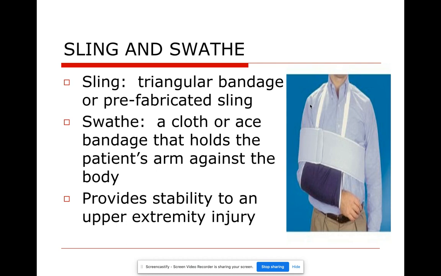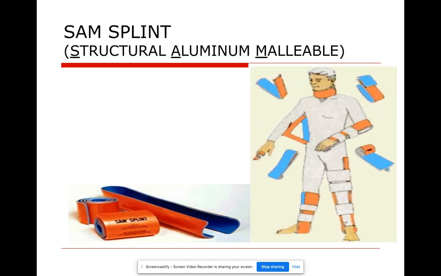So let's say someone dislocated their shoulder or fractured their clavicle. We want to ensure that shoulder joint isn't moving around, and we're preventing injury. And we just splint them by using a sling and or a swath. Hopefully when we get back to school, I could just show you how to make one really quickly, but who knows when that's going to happen.